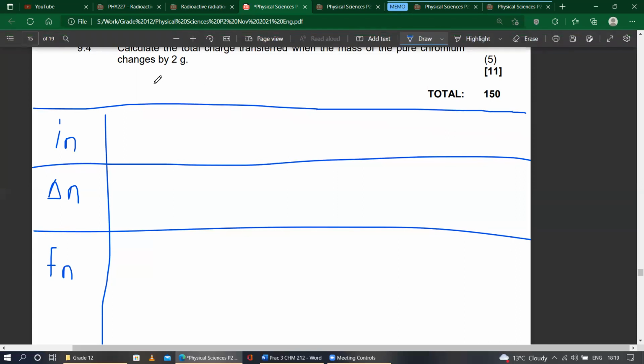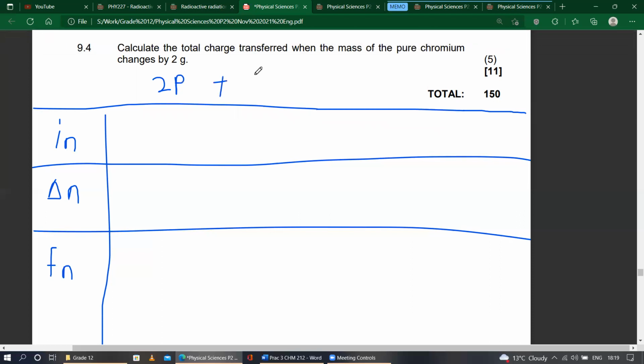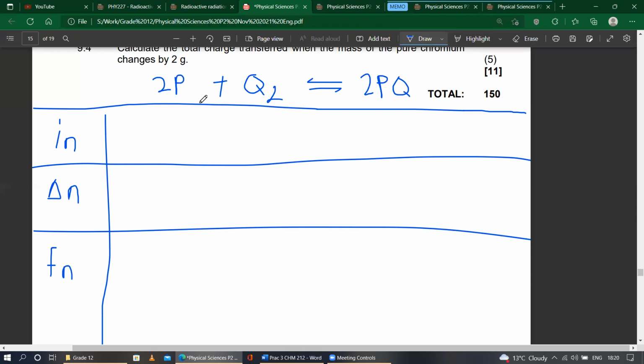So now we have our equation, which is 2P plus Q2 is at equilibrium with 2PQ. So we know that at equilibrium, which is our final, the equilibrium is the final conditions. So let me just change this from final to equilibrium. So this is going to be the number of moles at equilibrium.